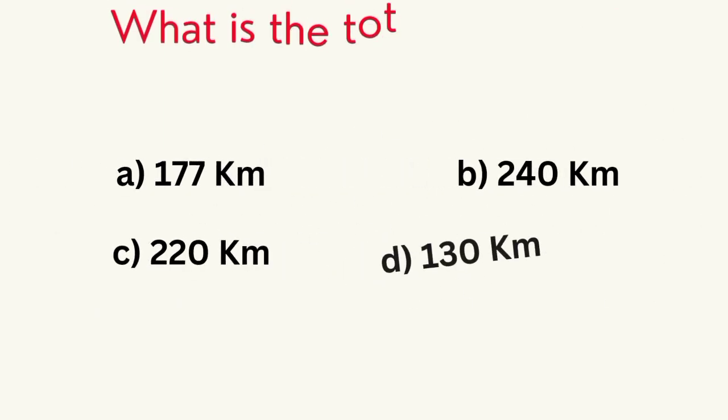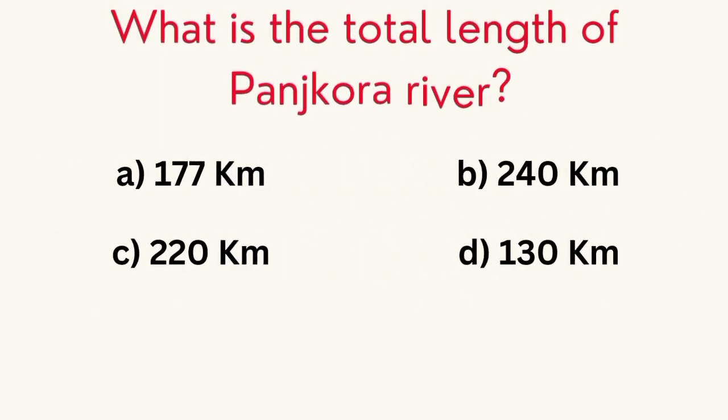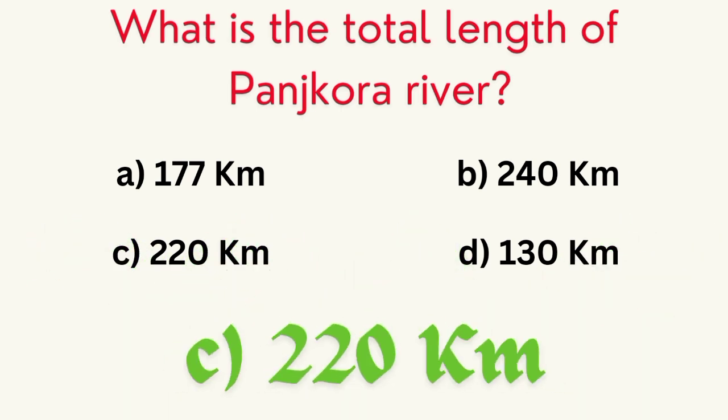What is the total length of Panjkora River? A. 177 kilometers. B. 240 kilometers. C. 220 kilometers. D. 130 kilometers. Answer, C. 220 kilometers in Khyber Pakhtunkhwa.